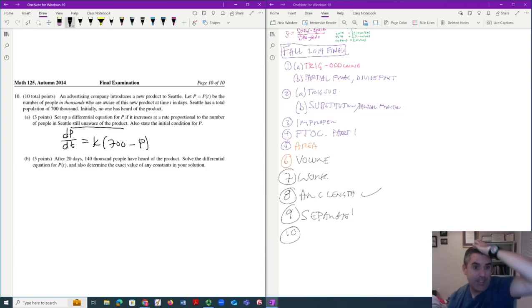So that's just translating it directly. The initial condition is that P of 0 is 0. Then we're going to separate and solve and plug in information. So it's a population problem.